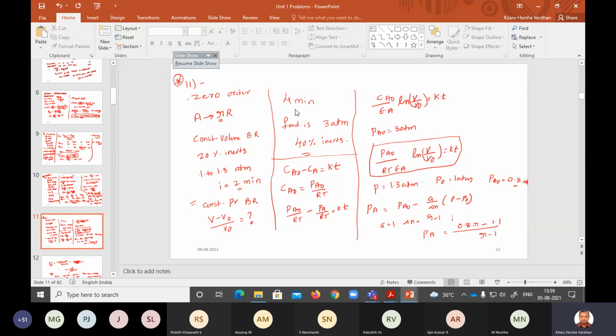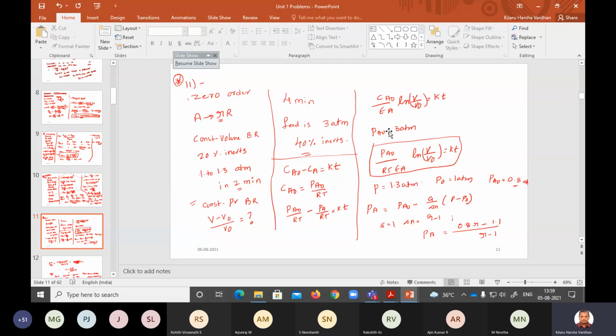So 4 minutes is given. In 4 minutes, the reaction is happening. The feed is 3 atmospheres, out of which 40% is inerts. This is what he gave. So you know for a zero order reaction, Ca0 minus Ca is kt. This is the expression you will get when you do the derivation. Since it is a constant volume reactor, we can write Ca0 is Pa0 by RT. So Pa0 by RT minus Ca, which is nothing but Pa by RT, is kt.